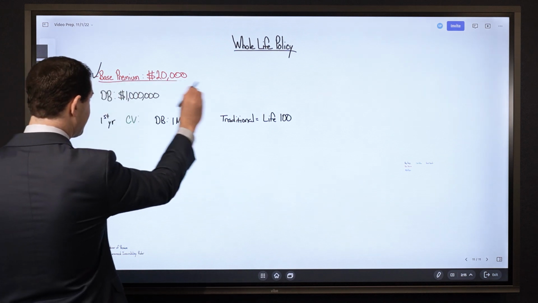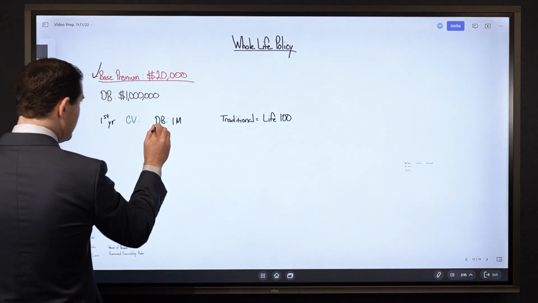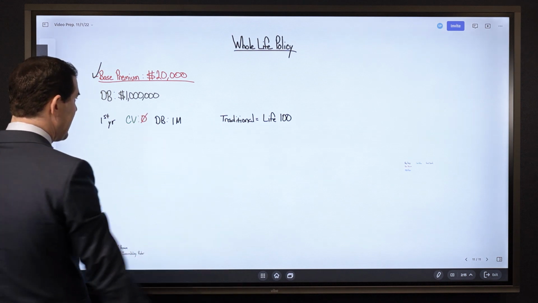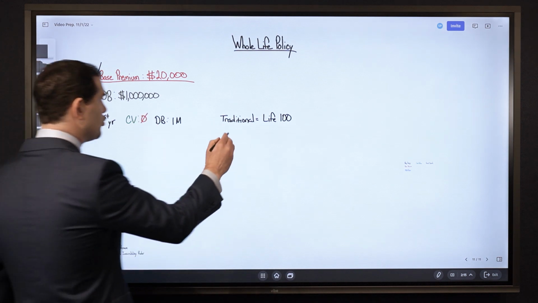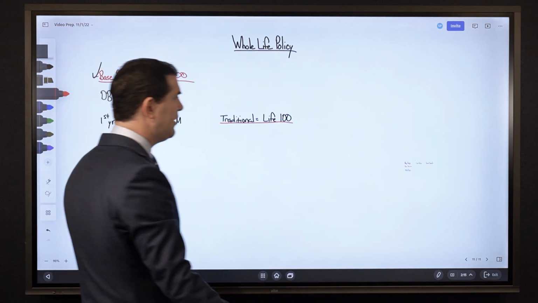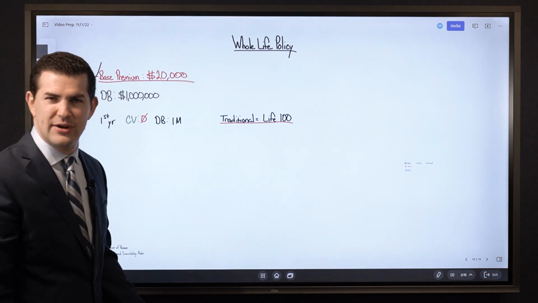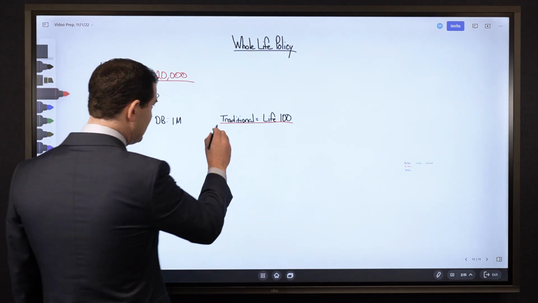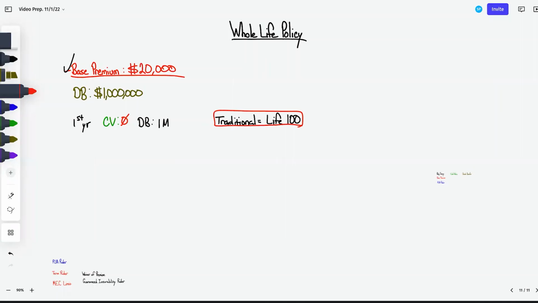So what will happen in this particular case, going back to the cash value, assume this is your policy, you paid 20 grand, you've got a $1 million death benefit, but you have nothing to show for it in cash value. Zero with a traditional Life 100 policy. Maybe it's a couple $100, a very small percentage of that base premium. But what you'll typically see with these more traditional type policies is what we see in the first year also occurs in the second year.